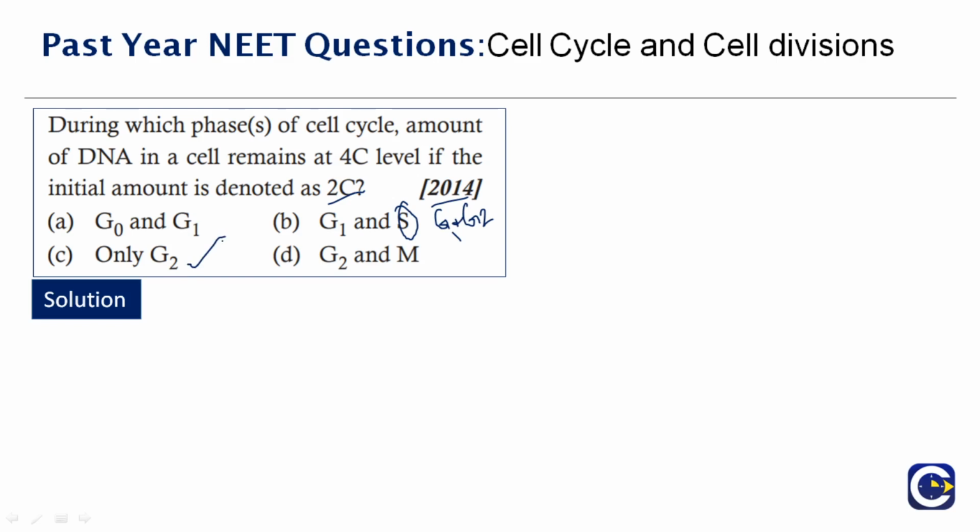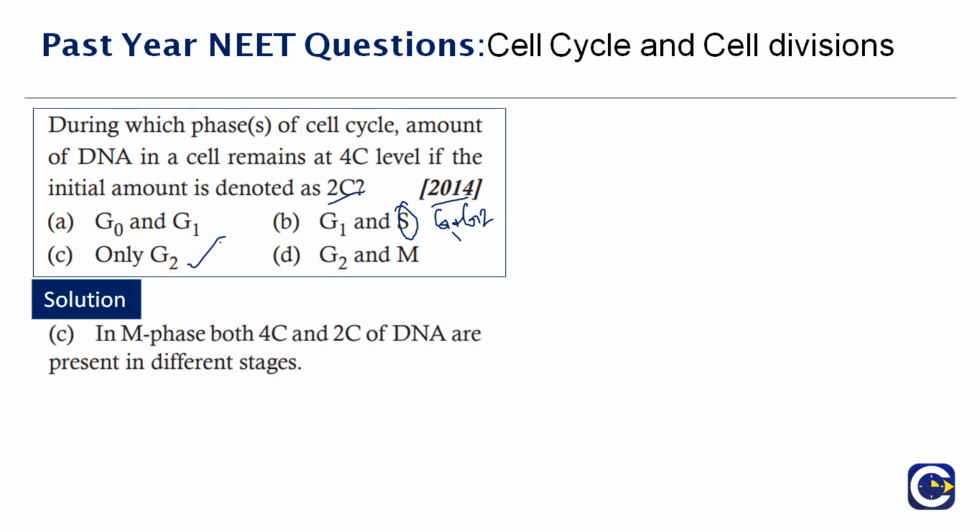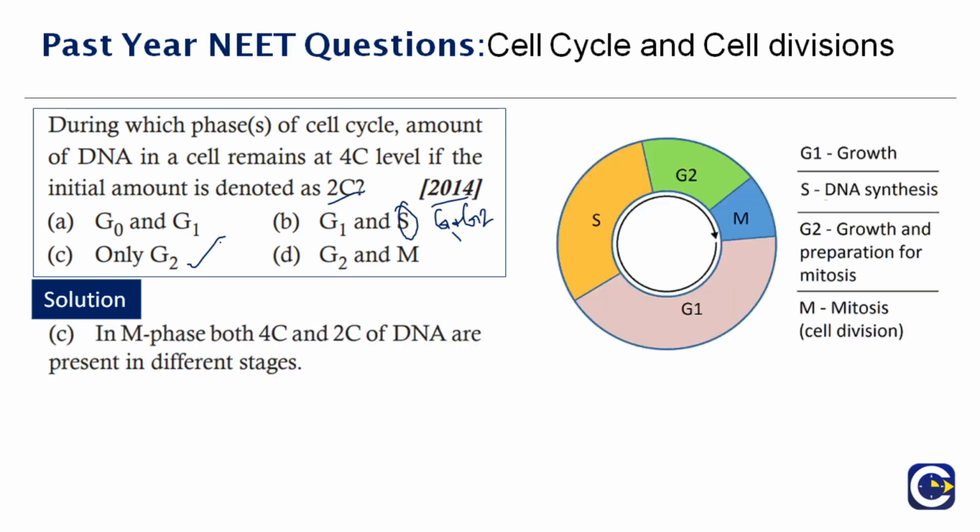In M phase, both 4C and 2C of DNA are present in the different stages, but when we talk about 4C and 2C, it will come only to the G2 phase. Therefore the correct answer is option C. And to your right side you can see the different phases. G1 is responsible for growth, S phase is responsible for DNA synthesis, G2 is responsible for growth and preparation for mitosis, and M is responsible for mitosis, which is cell division. Therefore the correct answer is option C.